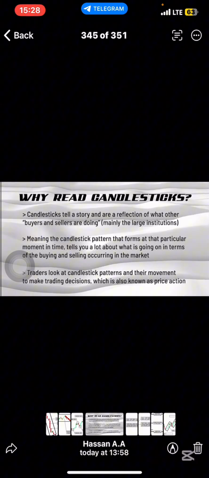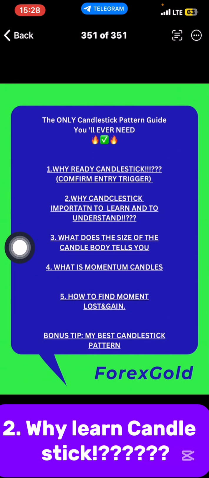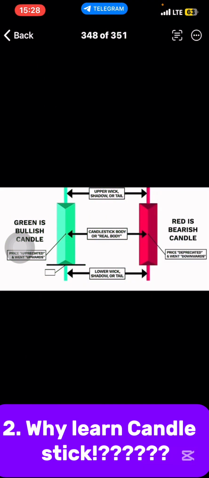So let's move to the next agenda. The second one: why candlesticks are important to learn and how to understand them. The major information you need to understand about every candle is four major pieces of information. For a bullish candle and a bearish candle, you only need to understand four major phases. This rectangle is the center of the body. You have the open, the close, the high, and the low.